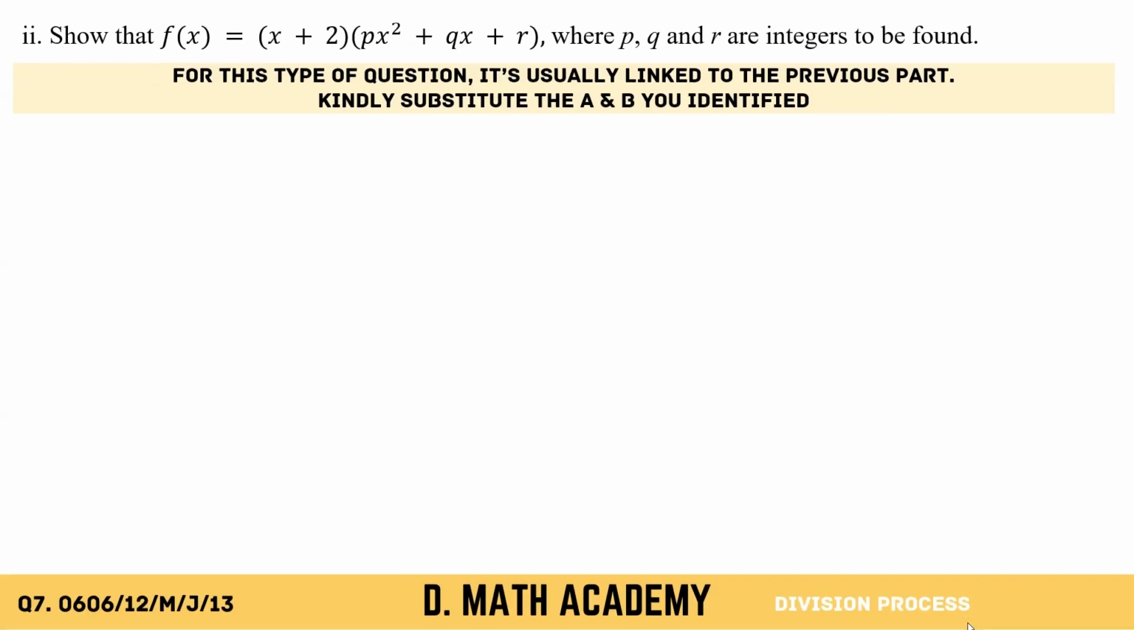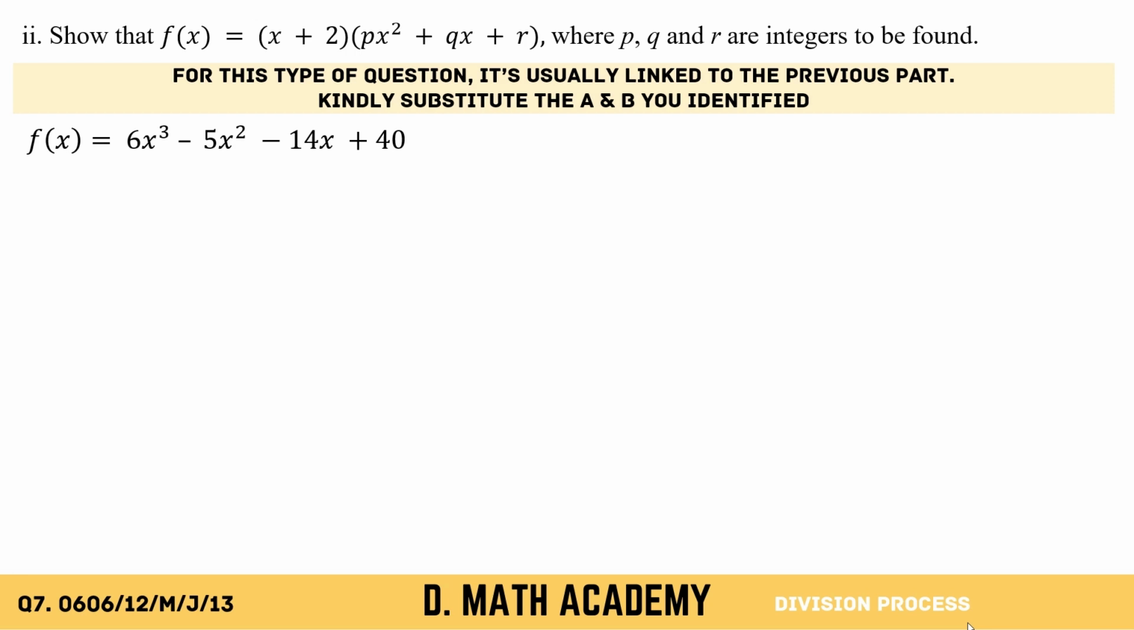Moving on to the next section, we have showing that function f equals to x plus 2 multiplied with px squared plus qx plus r, where p, q, r are integers to be found. Remember, when it comes to this type of question, it's usually linked with the previous part. You have already identified a and b, so substitute them into the function f and you have 6x cubed minus 5x squared minus 14x plus 40.